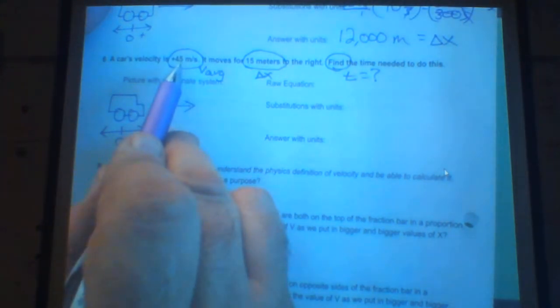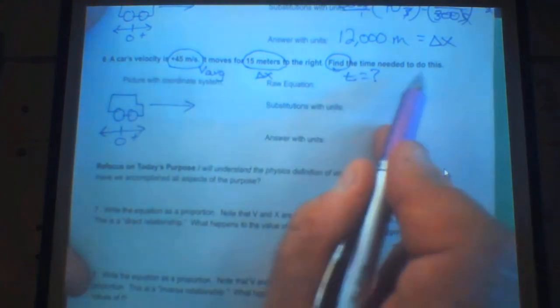Step number 2, match the data. This is the average velocity. This is the displacement. We're trying to find t. That is what we know, and that's what we want to know. Now, are the units compatible? We have meters here, we have meters there. That's good. Then we have seconds here, and no other units of time anywhere, so we're good with that.